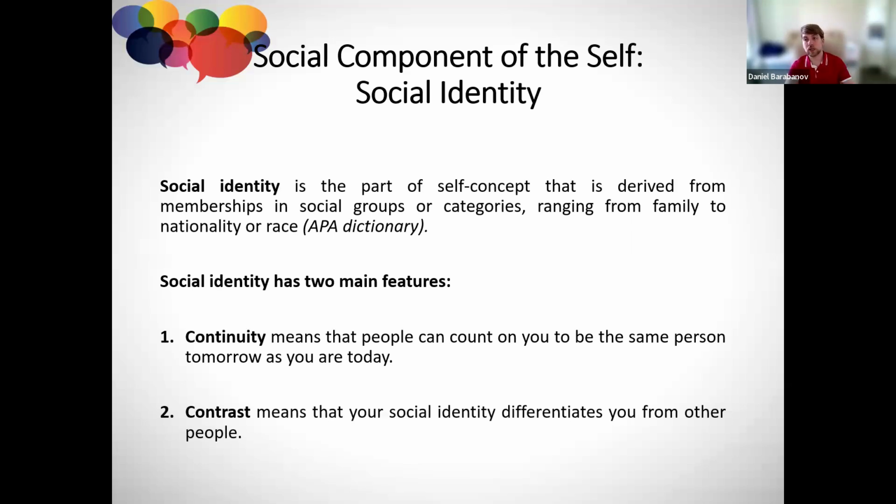So it differentiates you from other people and helps to form the us and them feeling. So us, people who belong to my group, and them, people who do not, people of other groups, right? With different biases, right? So it might be connected with in-group favoritism and out-group aggression, which is typical for people, but not necessary, right? So social identity helps us to maintain continuity and contrast.